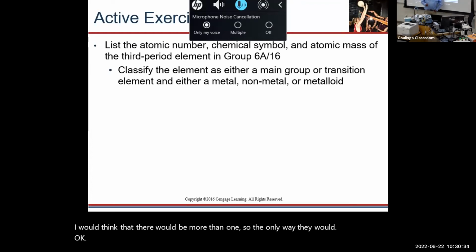Is it a metal or a non-metal? It's a non-metal.